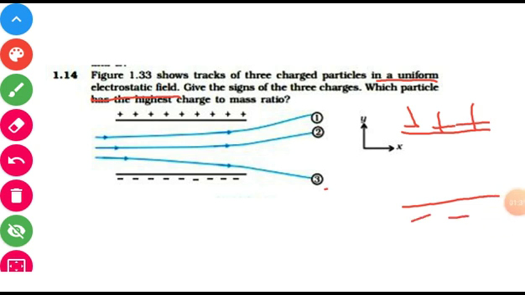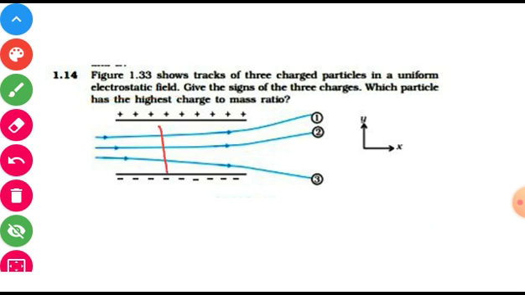Now if I draw the electric field, we all know that electric field lines always move from the positive plate towards the negative plate. So the electric field line will start from positive and terminate at negative, and it will be perpendicular to both the plates. Again another electric field line, and there's another. So this is the electric field here. The electric field is uniform between the plates in this manner, and the charged particles are entering in the horizontal direction. Now I'm going to analyze the question.